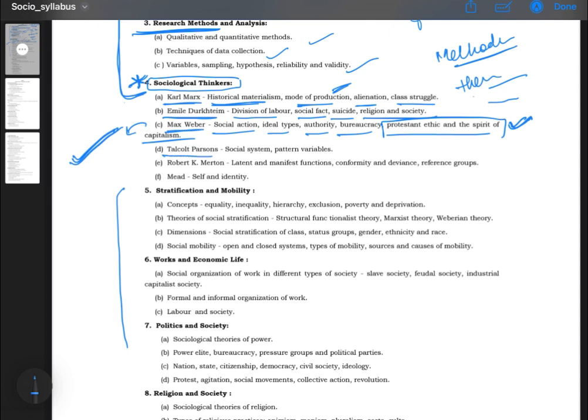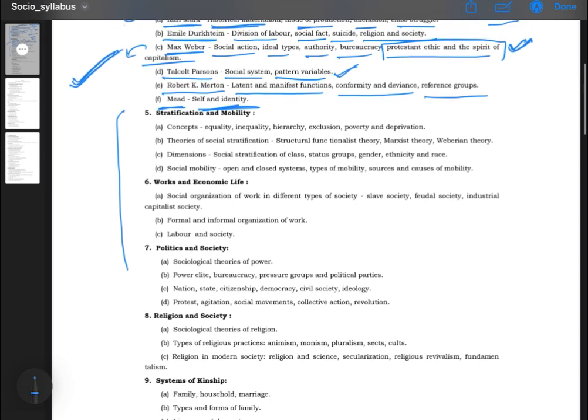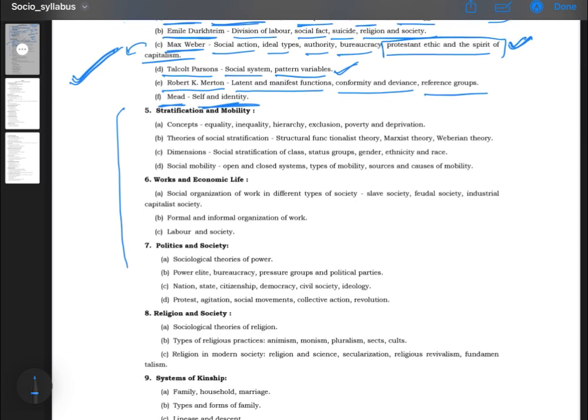Next is Talcott Parsons, social systems and pattern variables. We have a general perception that Parsons is a really tricky thinker to study. His sociological studies and theories are a little tricky, but that's not the case. We will be studying it very interestingly. Next is Robert King Merton. His contributions are latent and manifest functions, conformity and deviance, and reference groups. Then G.H. Mead, in which we will be studying self and identity. His contribution to the syllabus is very less, so we have to study him in a very small proportion as compared to the other thinkers.